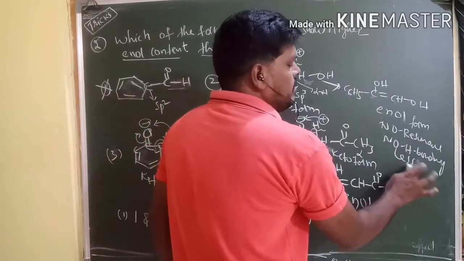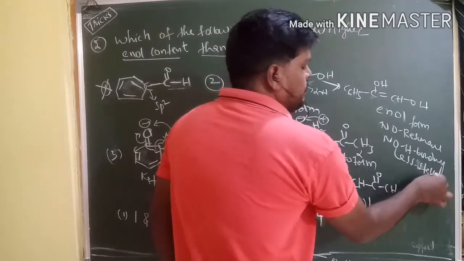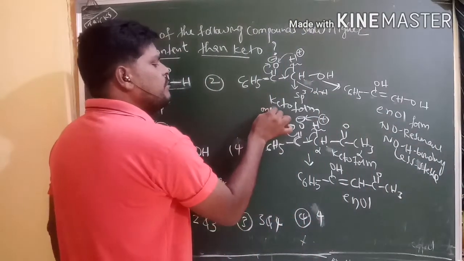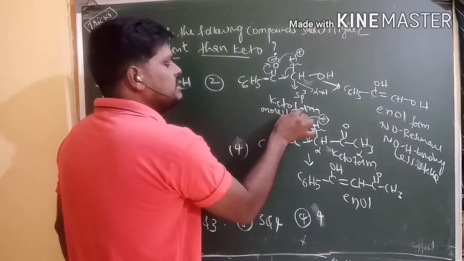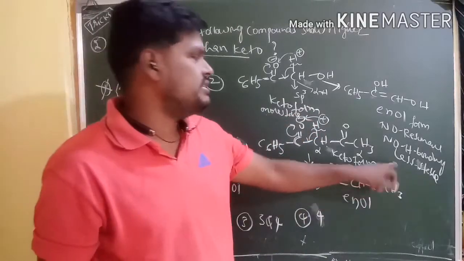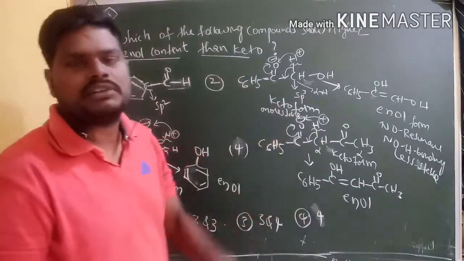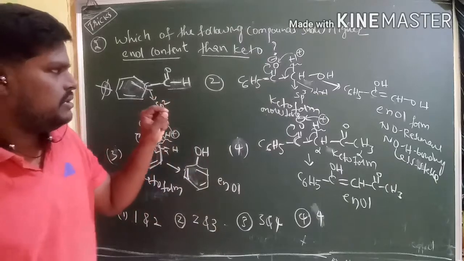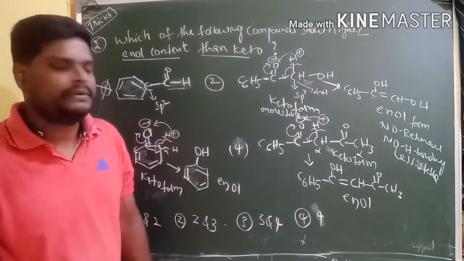Less stable enol form than keto form. Here the keto form is more stable. That's why here no enol content than keto. So that's why the second option is also a wrong option for this one.